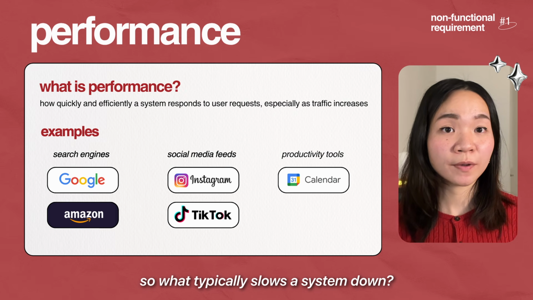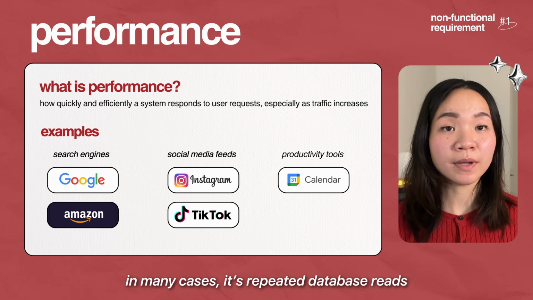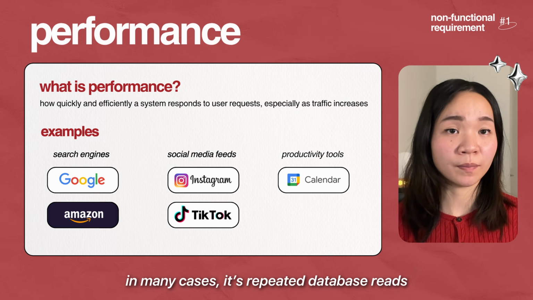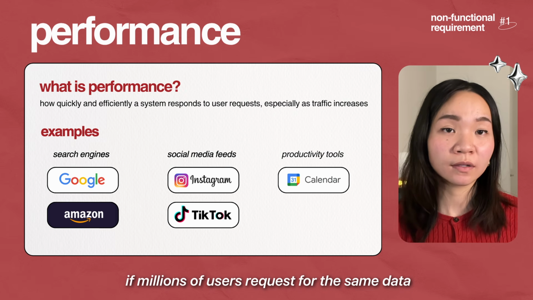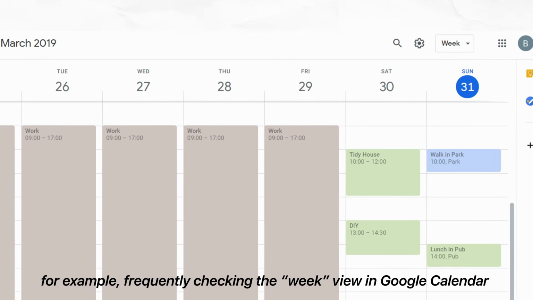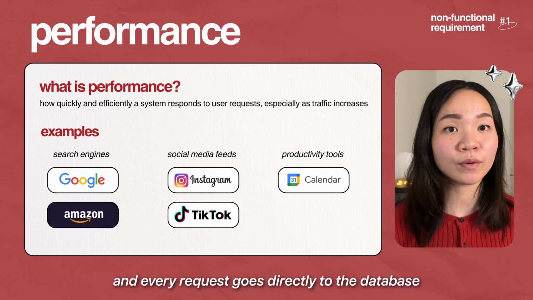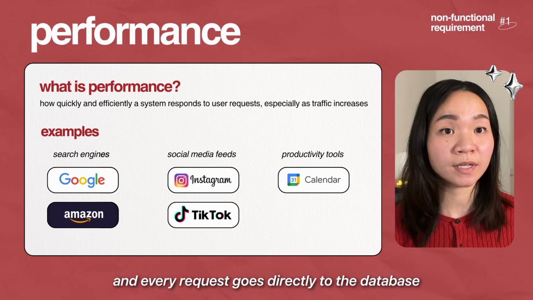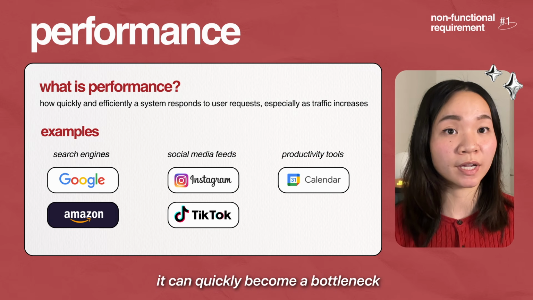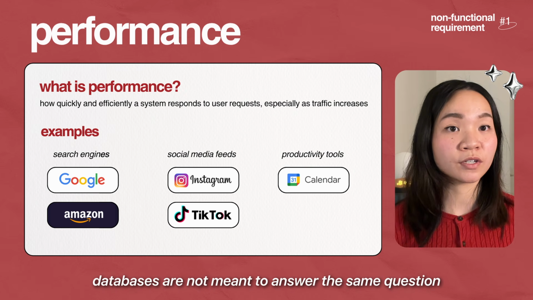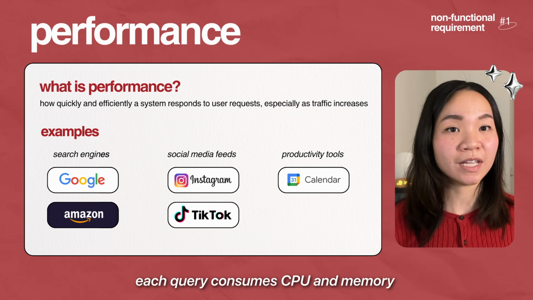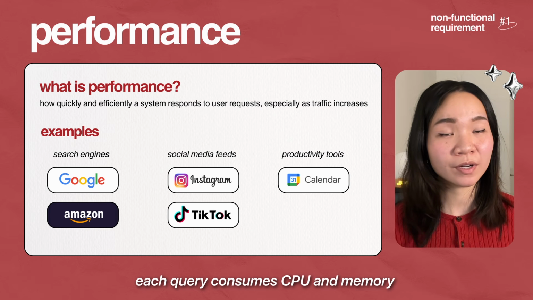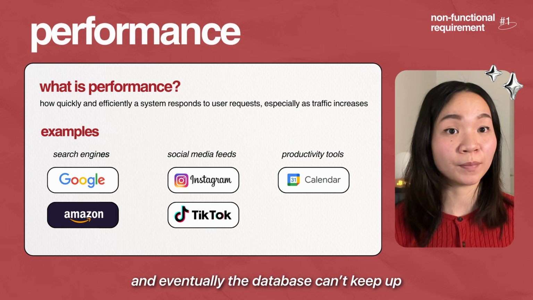So what typically slows the system down? In many cases, it's repeated database reads. If millions of users request the same data, for example, frequently checking the week view in Google Calendar, and every request goes directly to the database, it can quickly become a bottleneck. Databases are not meant to answer the same question millions of times per second. Each query consumes CPU and memory, and eventually the database can't keep up.